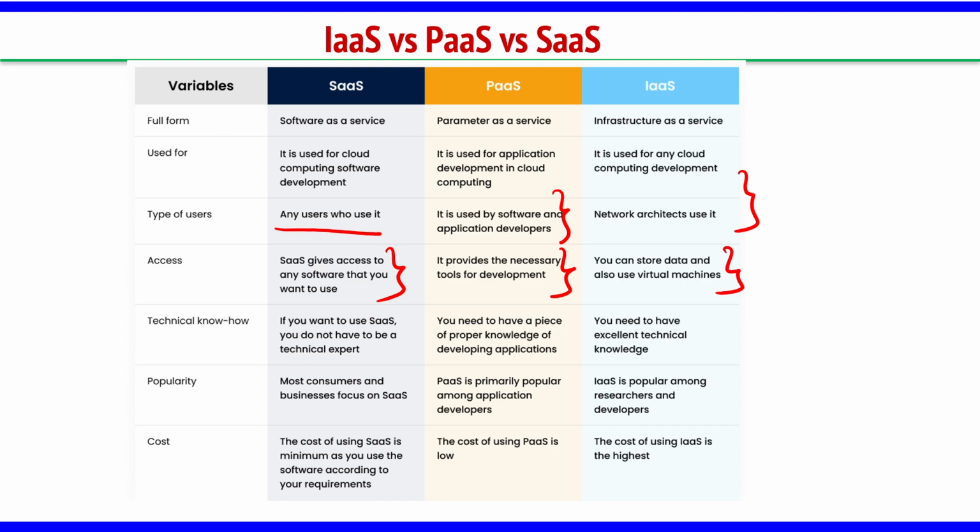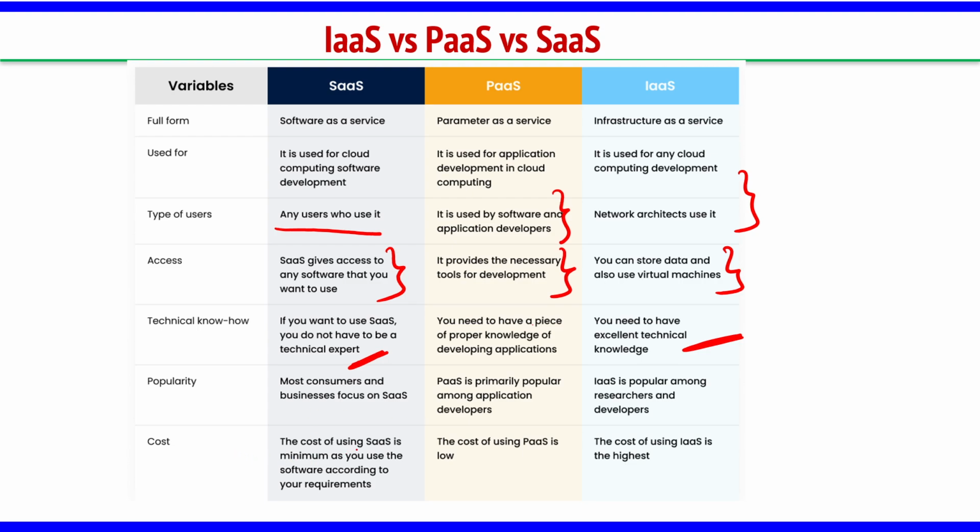Then if you want to use SaaS, you need not be a technical expert, because you are just a user of a software application. You need not know how that application is built, what is the background story of that. Whereas in platform as a service, since you will be building applications, you should have proper knowledge of developing applications. And in infrastructure, you need to have full technical knowledge, because you will be given only the hardware. You should know how to install the operating system, how to do the software installation and all, building the application, the whole thing you should know, right. So these are the few differences.